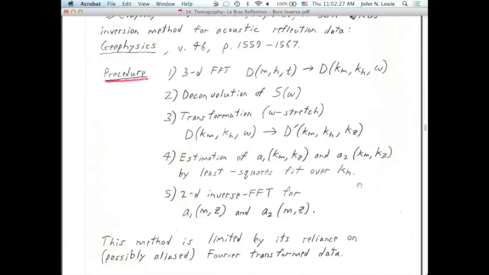And so the procedure is as follows. You do a 3D FFT of your reflection data from m, h, and t to k sub m, k sub h, and omega. You deconvolve out the source wavelet, which is easy enough to do if you know what your source wavelet is. So when it's a correlated vibrator wavelet, that's pretty simple. You do your omega stretch, right? From D as a function of Km, Kh, and omega to D as a function of Km, Kh, and Kz. Okay.